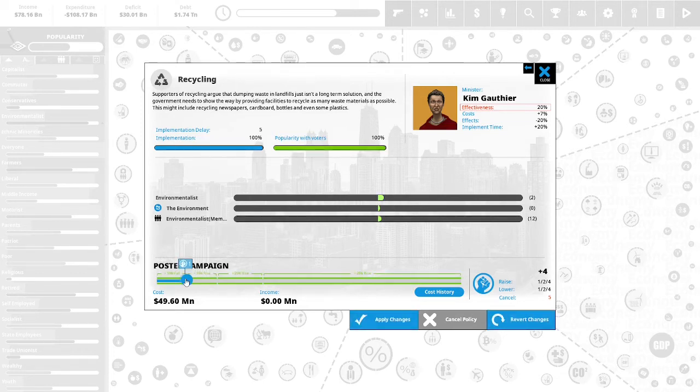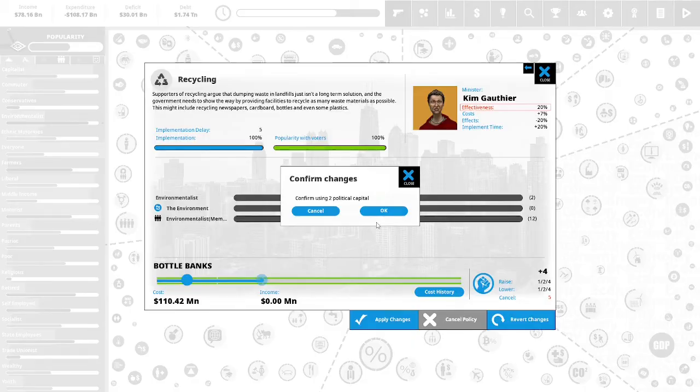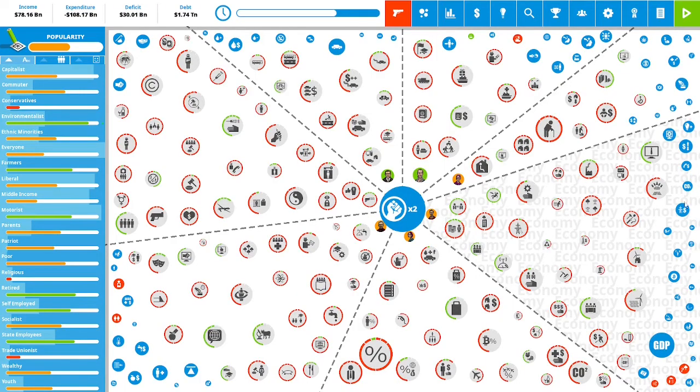Right now we have a poster campaign. We are going to invest 2 political capital and institute bottle banks. Let's apply the changes. We have 2 political capital to spend.